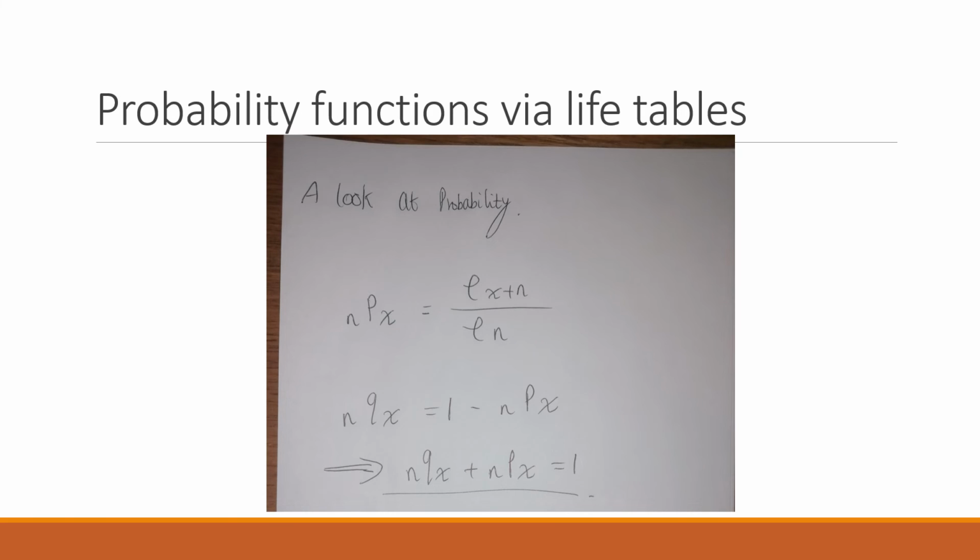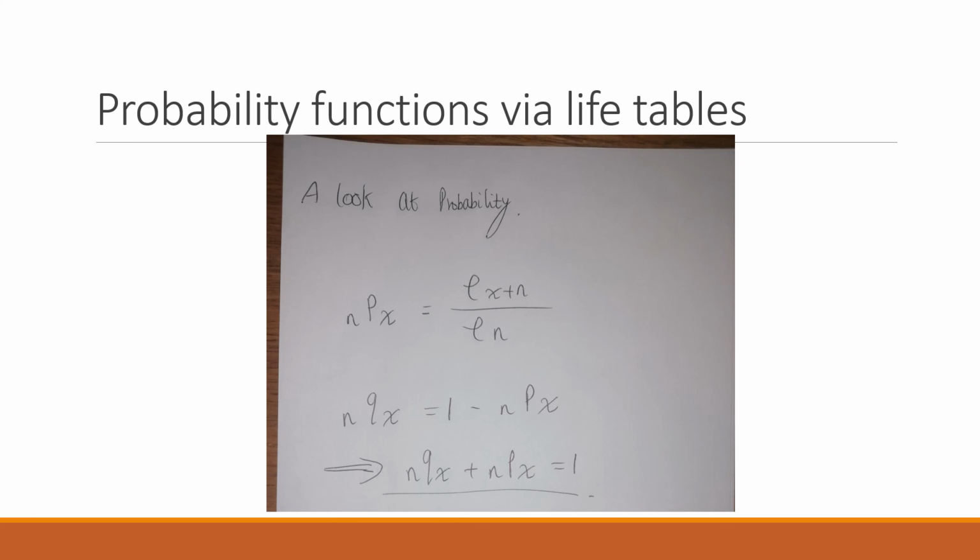Finally, just a quick look at some of the probability functions that you can produce from life tables. npx is the probability of a life aged x being alive in n years' time. We find that by taking the number of lives alive at Lx+n and dividing it by the number of lives alive at Lx. For example, 5p10 would be the probability of someone aged 10 still being alive in 5 years' time.